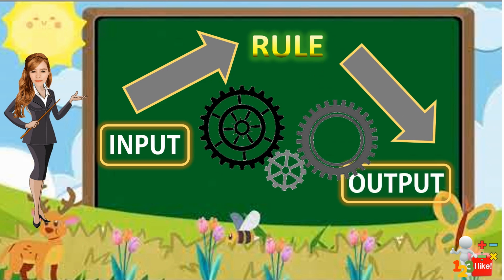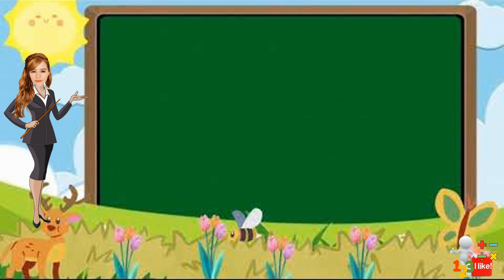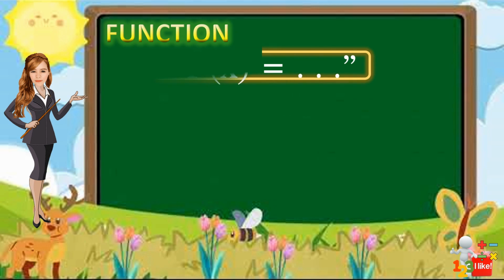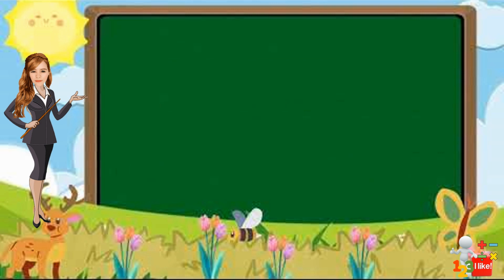A function f takes an input x and returns an output f of x. How do you read and write a function? You can write it using function notation, and you can read it like this: f of x is equal to the given. We can also use g of x, h of x, and other letters.